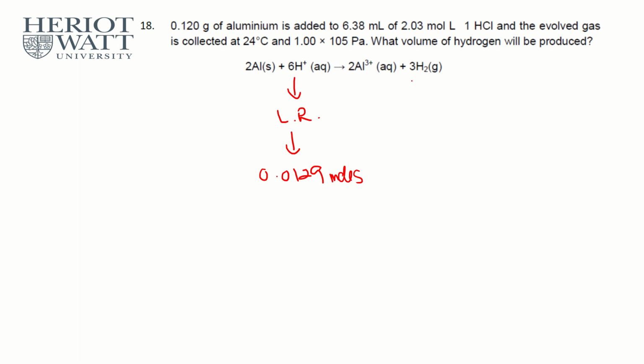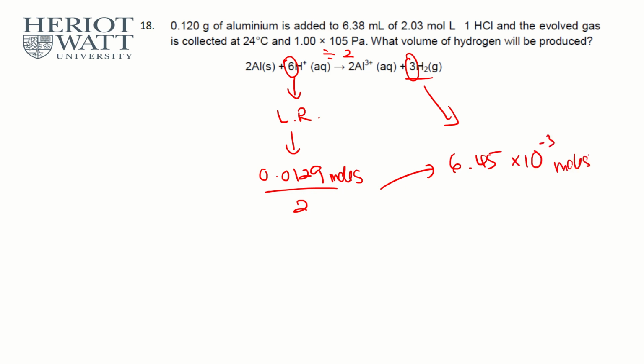And if that's the case, how many moles of hydrogen are produced here? The ratio is 6 to 3, which means divided by 2, right? So this value divided by 2, you will get the moles of hydrogen produced. So 0.0129 divided by 2, you get 6.45 times 10 to the power of negative 3 moles H2 produced. So this is the mole of hydrogen gas produced based on the limiting reagent.